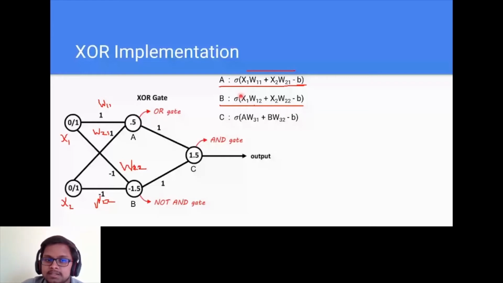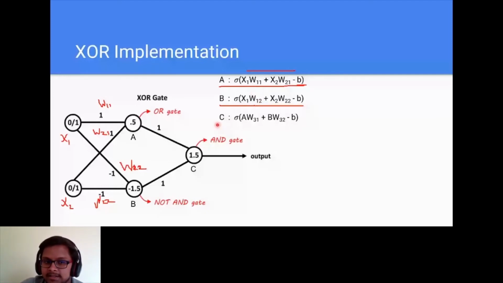Now, the only case in which a NAND gate should give us a 0 output is when both these values are 1. When we consider X1 as 1 and X2 as 1 as well, what we will be doing over here is -1 into 1 plus -1 into 1 minus of -1.5, which totals to -0.5. So the output of B would be sigmoid of -0.5. That would give us a value smaller than 0.5, which would be 0.